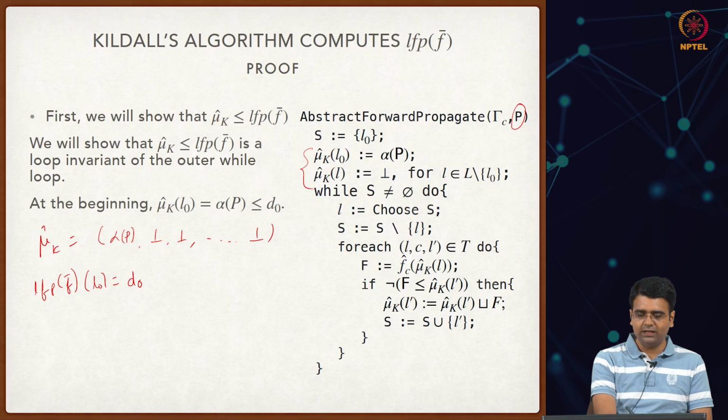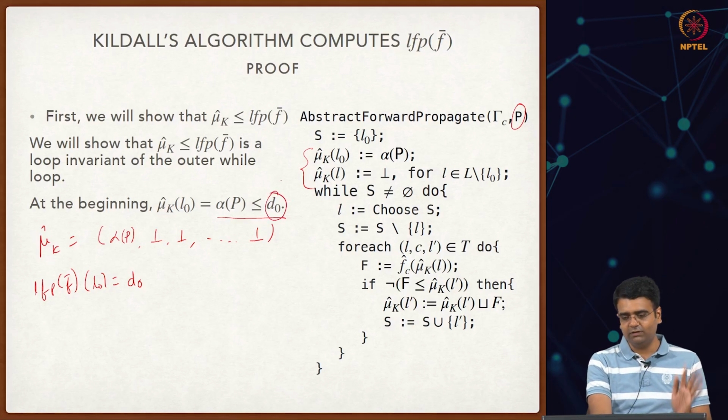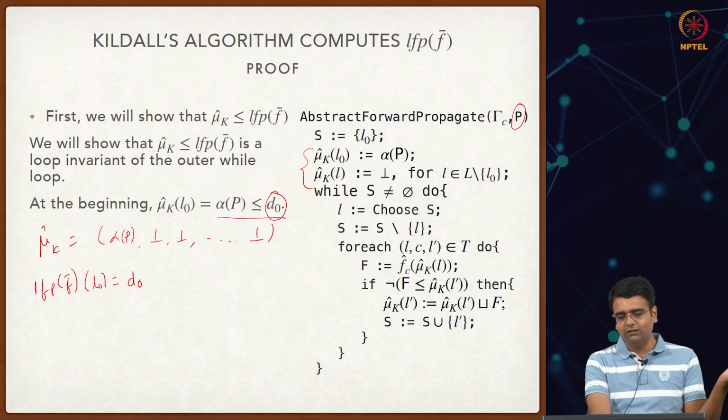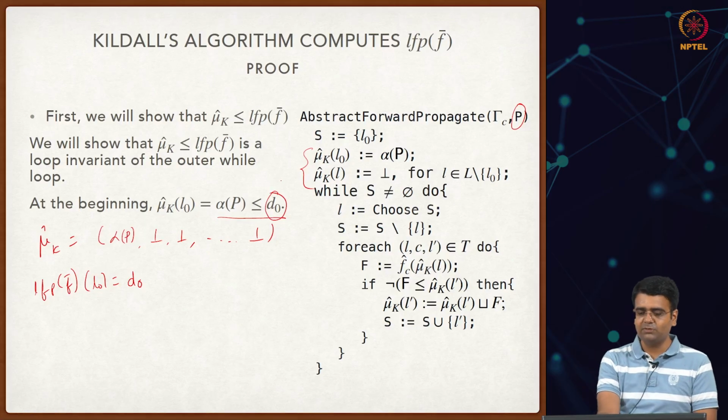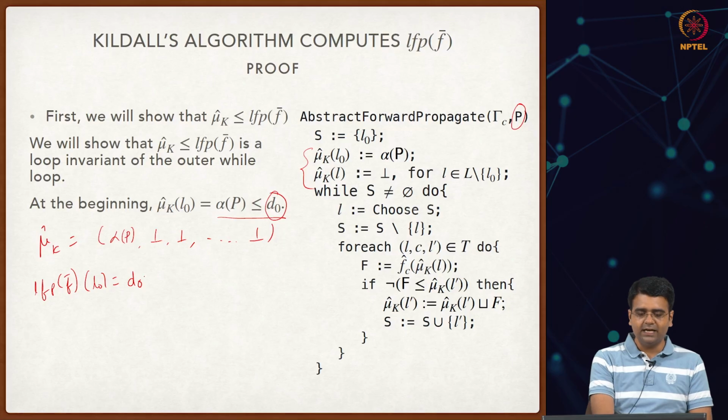And we also know that this alpha of p is guaranteed to be less than or equal to D0, because that is the value that you will pick. Remember that when we defined soundness of abstract interpretation, we said that we start the abstract interpretation at the location L0 with an abstract value which over-approximates the initial set of program states. So D0 will always be greater than or equal to alpha of p.